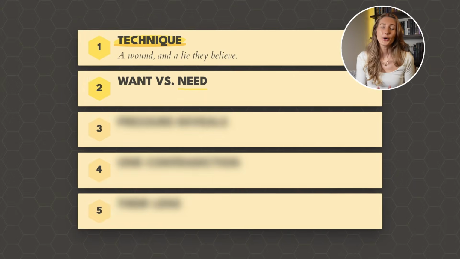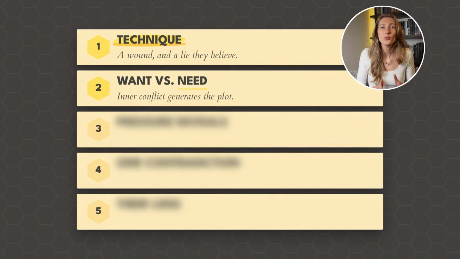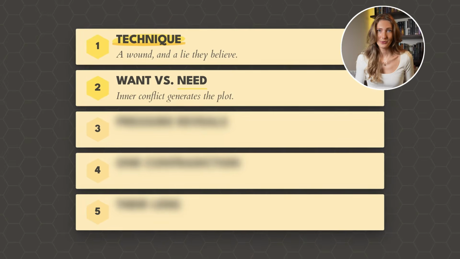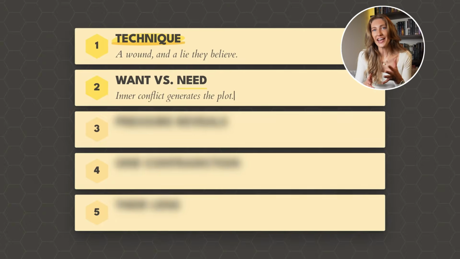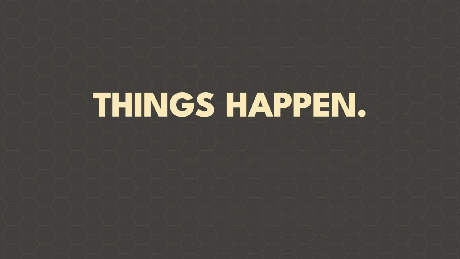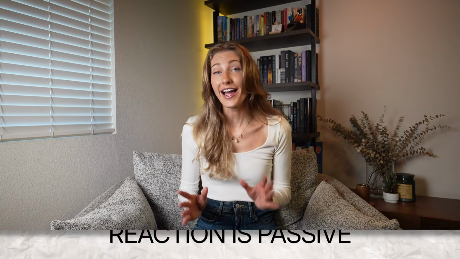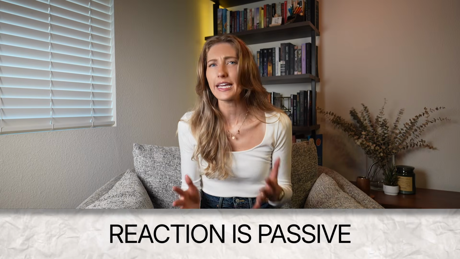The second technique, put what they want in conflict with what they need. This is the big one. This is where flat characters actually get made. Here is what flat looks like structurally. Things happen and the character reacts. The plot pushes, they respond. The plot pushes again. It reads fine, and it technically is a story, and yet the reader feels nothing because reaction is passive. A character we can't look away from is one who wants something so badly that they cause the events themselves. Think about the difference.